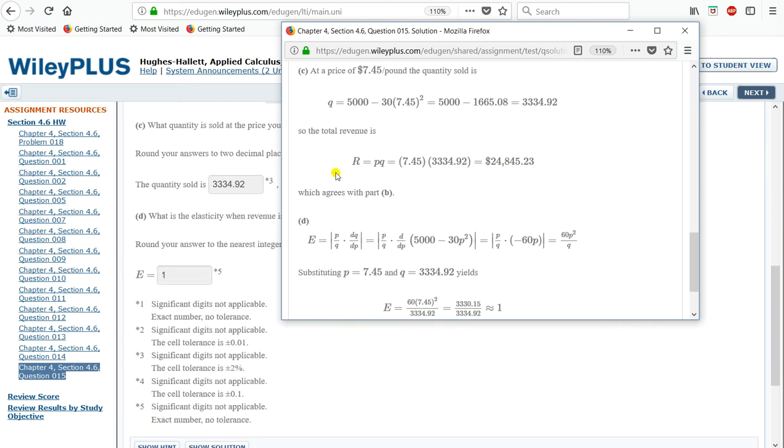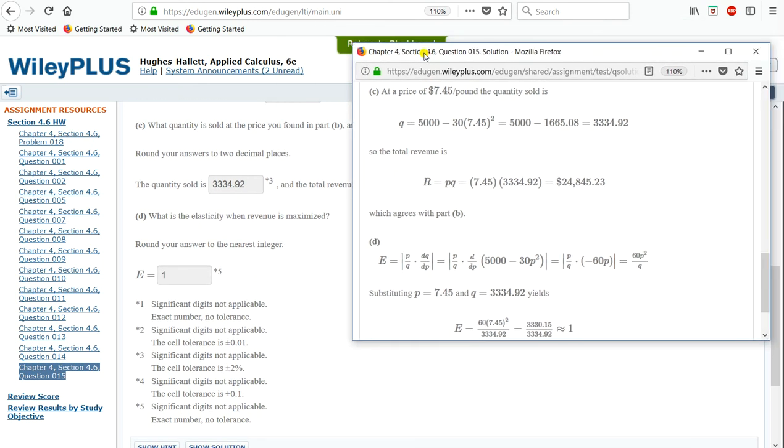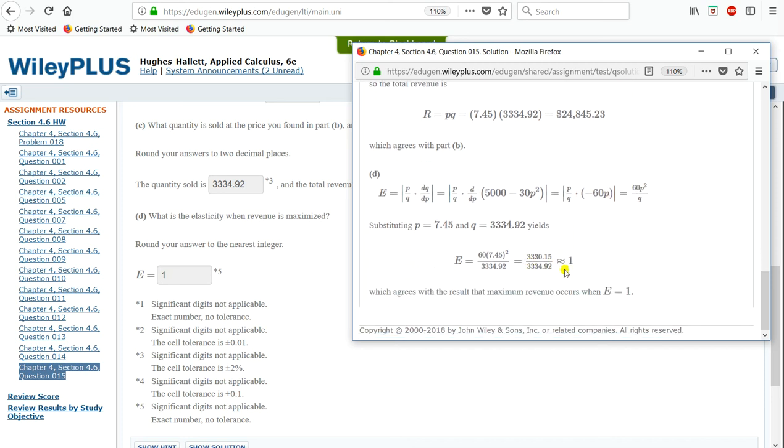And the last one is what is the elasticity of demand when the revenue is maximized. Again, we apply the same equation, P over Q times dQ over dP. We know Q is this function, so you are taking the first derivative, which is bringing down the 2, and because this is a constant, it becomes 0. So 30 times 2 is minus 60p. And P and Q, we know this is the price and this is the Q, so plug them in here. You should end up with around 1, which agrees with the result that maximum revenue occurs when E is around 1.